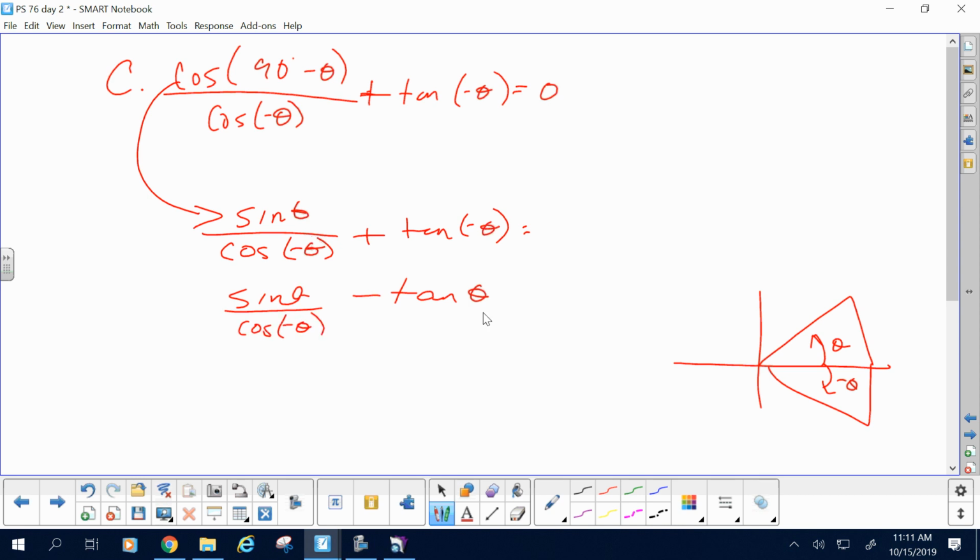All right, now what do you want to change? Cosine of negative theta. If you go up versus down, what happens to the adjacent side? Stays the same, and there's no change. So cosine of negative theta is the same as cosine of positive theta, or normal cosine of theta. Well, you're oh so close. I don't know what that says. What is sine over cosine? Tangent. Tangent theta minus tangent theta.